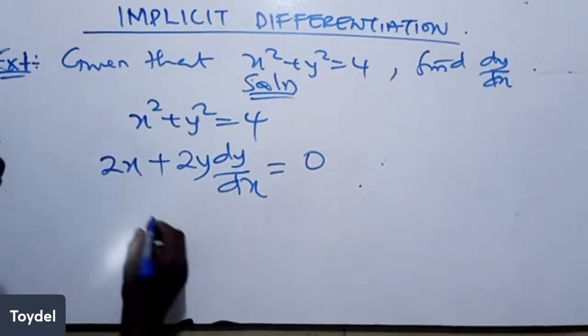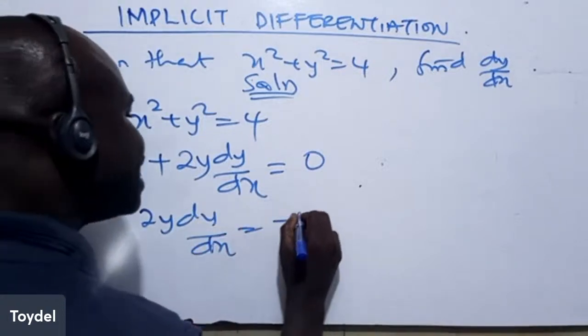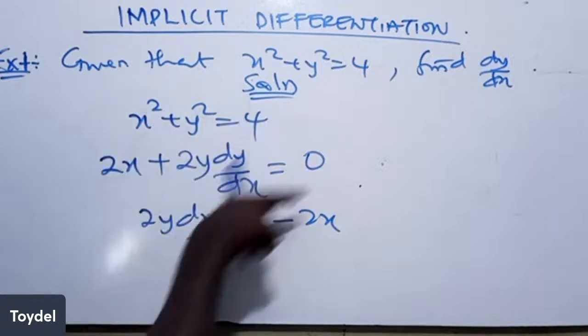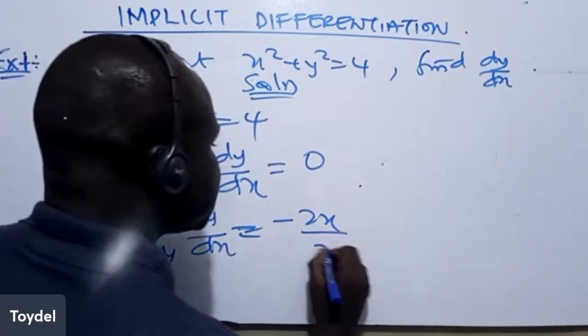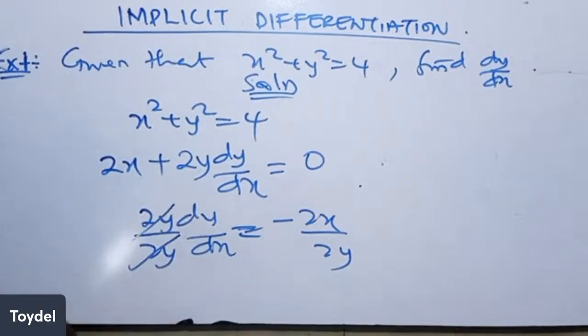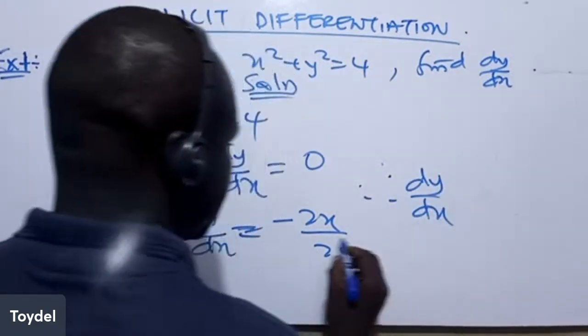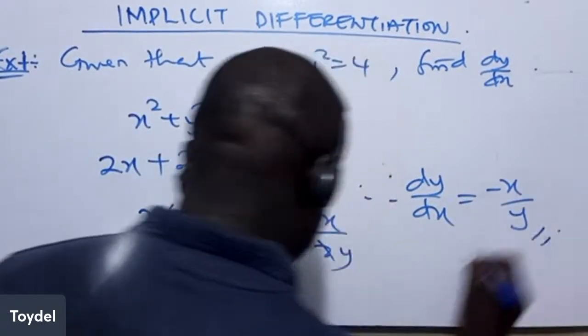So in this case, we just say 2y dy/dx is equal to minus 2x. Initially this is 2x, but by the time this 2x crosses the equality sign, the sign will change. Then divide both sides by 2y. This will take care of this. At the end of the day, therefore, dy/dx, then 2 will cancel 2, is equal to minus x over y. And that's what we are going to get.